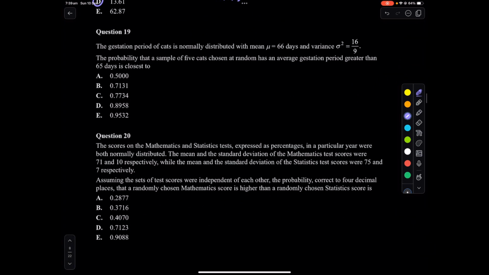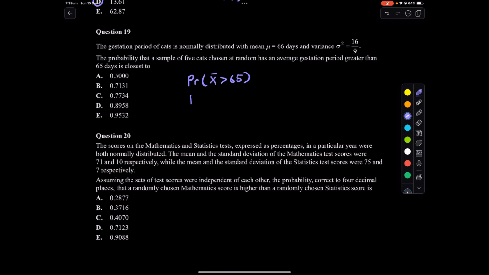Question 19. The gestation period of a cat is normally distributed with a mean of mu and a variance of this. The probability that a sample of 5 cats chosen at random have an average gestation period greater than 65 days is closest to what? So what we want to find is the probability that the sample mean, in this case the average gestation period, must be greater than that 65 days.